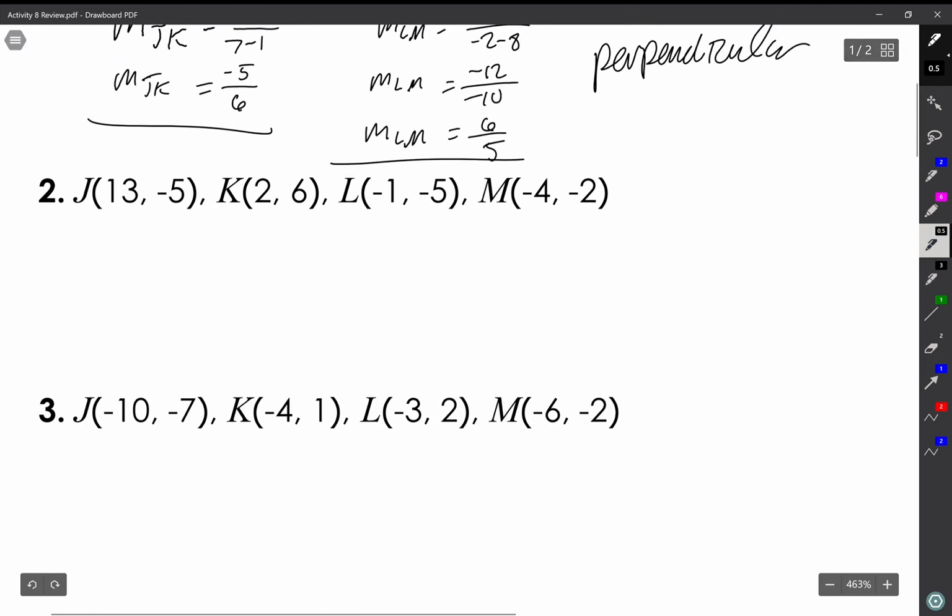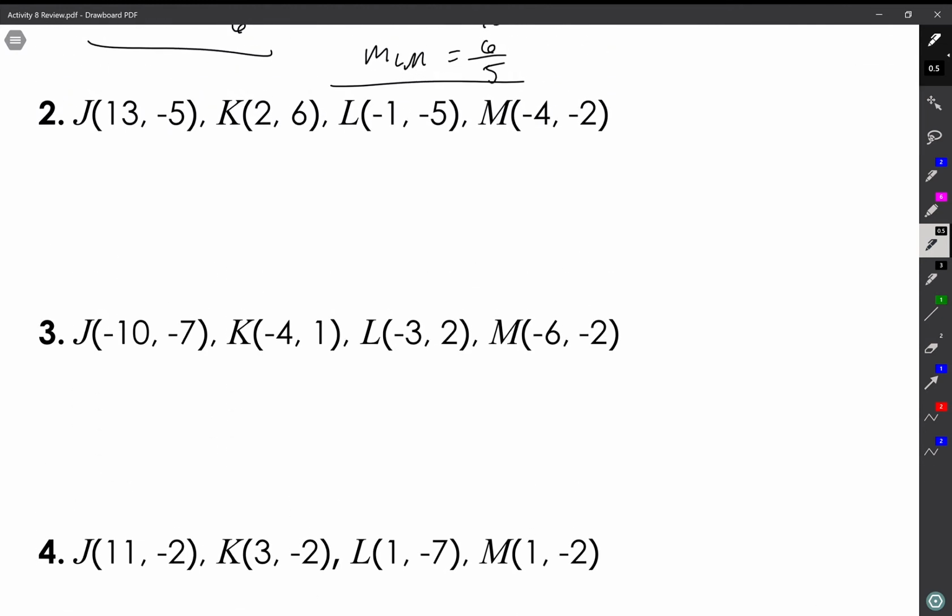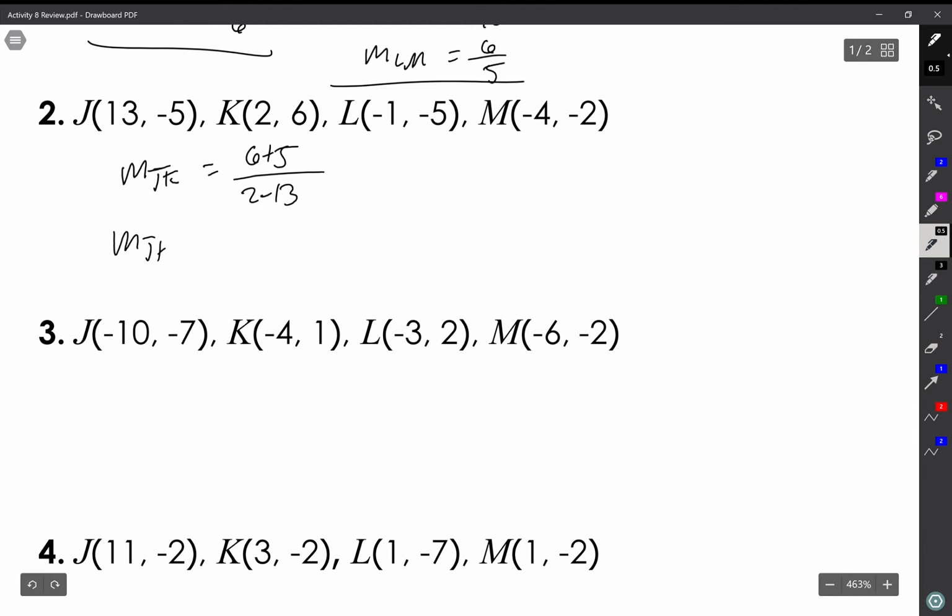Okay, now we're going to do the same thing for numbers 2, 3, and 4. All right, the slope of JK in this case is 6 plus 5 over 2 minus 13. So this is going to simplify to 11 over -11, which of course will give us -1.